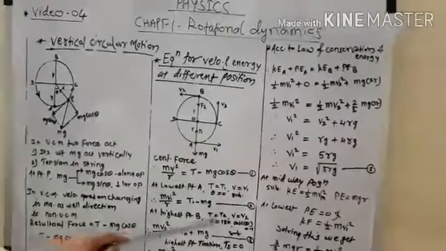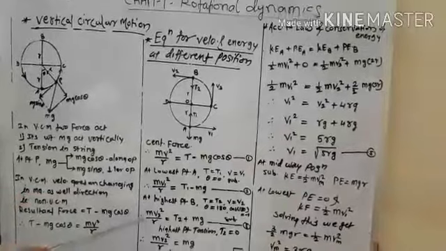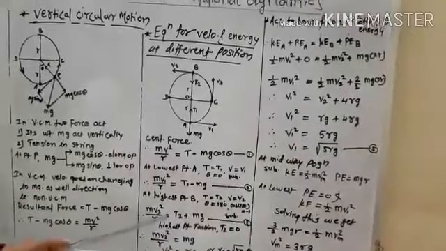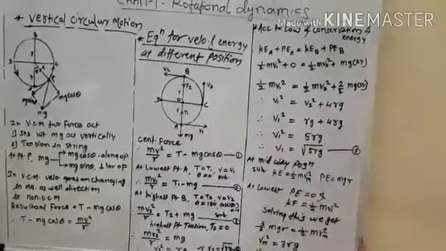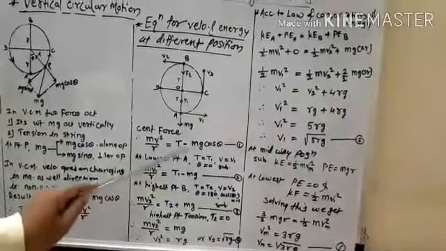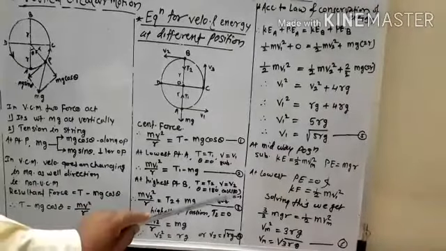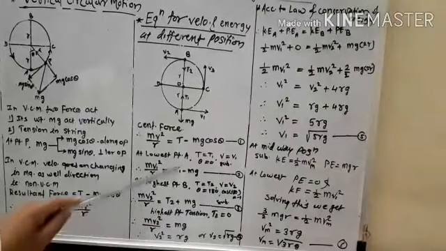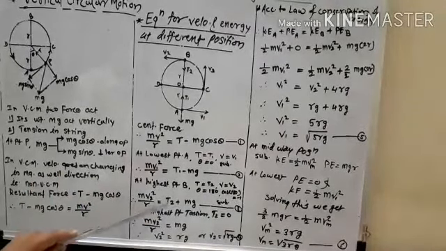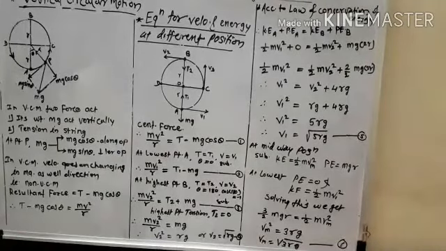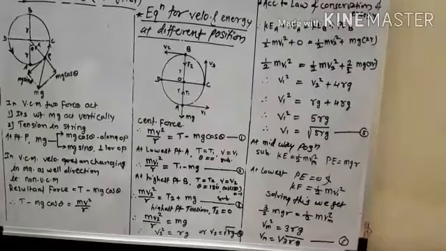Substituting all these values in the above equation 1, it becomes mv2 square upon r is equal to T2 plus mg. We can directly write plus mg, because cos theta is cos 180, and the value of cos 180 is equal to minus 1, and this minus becomes plus. Therefore mv2 square upon r is equal to T2 plus mg. This is equation number 3.